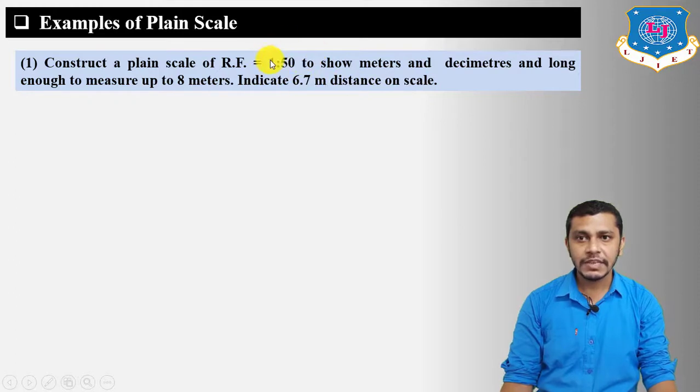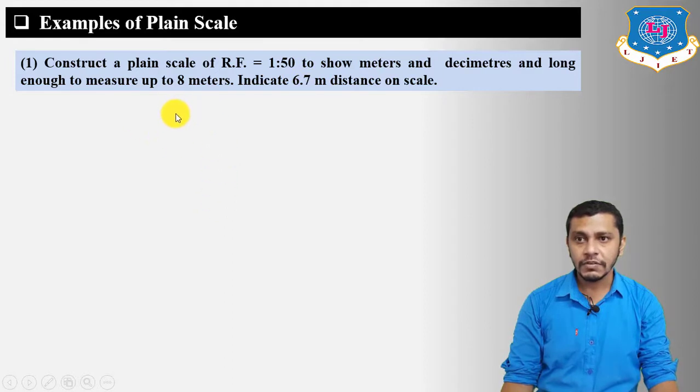Here the RF of the scale is 1:50, and we have to show the scale in meters and decimeters. So first of all, what is the relation between meters and decimeter? We can say that 1 meter is equal to 10 decimeter. The scale should be long enough to measure up to 8 meters. That means our maximum measurement on the scale should be 8 meters, and after drawing the scale for 8 meters, we have to indicate 6.7 meter distance on the scale. 6.7 meter means 6 meter and 7 decimeter.